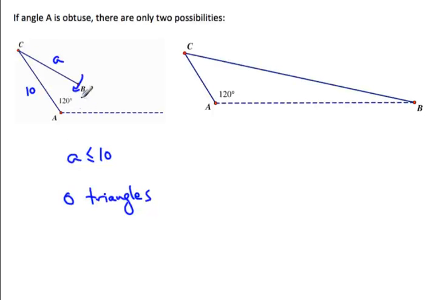And if it's shorter than 10, then it just won't hit this bottom line at all as it swings back and forth. So if A is less than or equal to 10, we'd get 0 triangles in this situation. And if A is greater than 10, then we would only get one triangle, as shown in the diagram. Here, if this is 10 and if A is longer than 10, it would hit this bottom line, but if we imagine it swinging this way, it would only hit the line if we extended it again on this side, and this angle is not 120 degrees. It's 60, so that's not consistent with the information we're given.